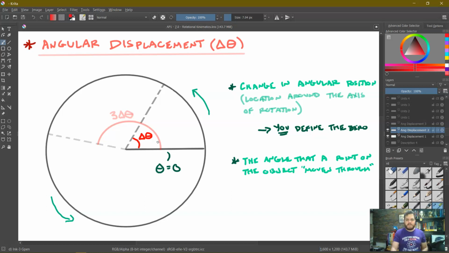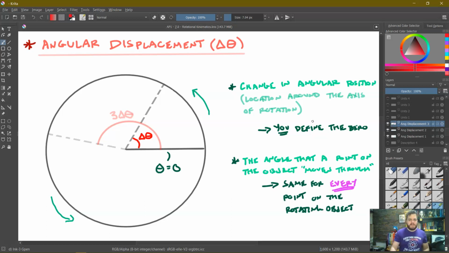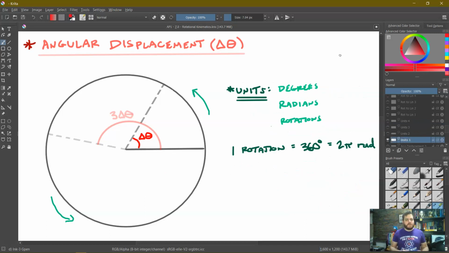If we did 3 times that, we would go through 3 times the angle, and the whole object would have shifted to here. In essence, what this is saying, the angular displacement, is the angle that a point on an object moves through. If it goes through 20 degrees, the entire object has rotated that much. Now, something to keep in mind is that it is the same for every point on the rotating object. And this is why it is so useful. This is very crucial. We want to describe the entire object's rotation with one single value. That is why we use angular displacement rather than some linear value. So what are the units we're going to use for angular displacement?